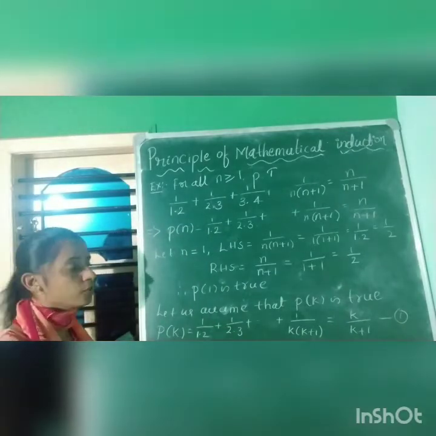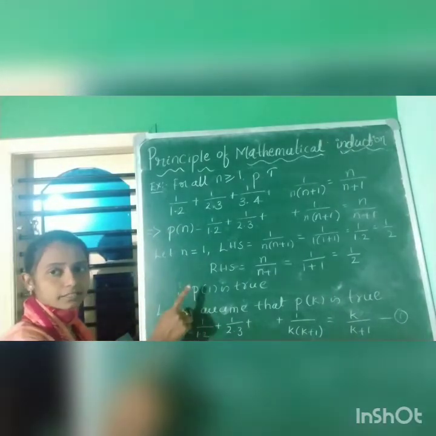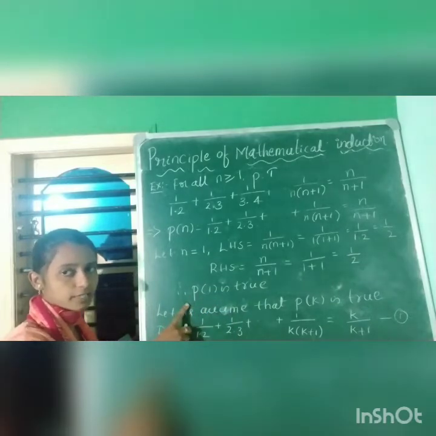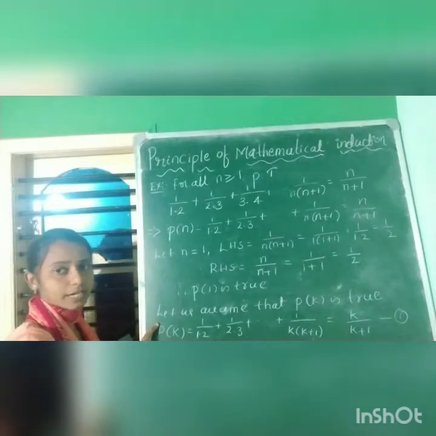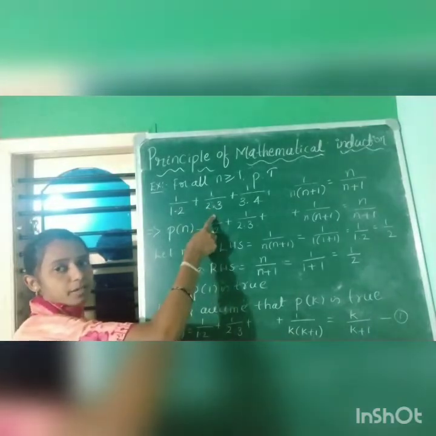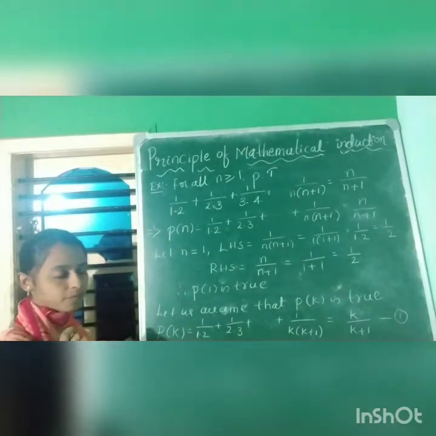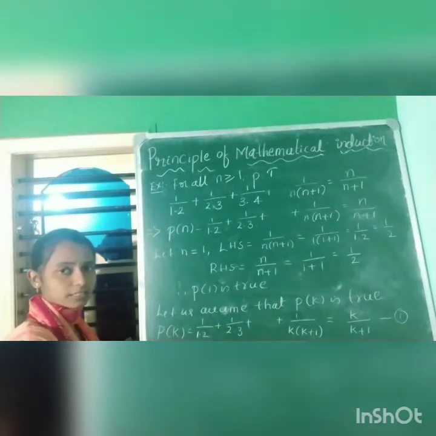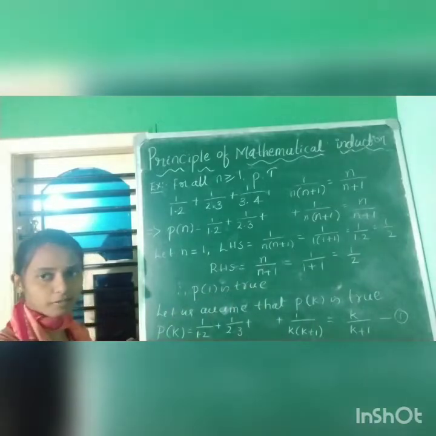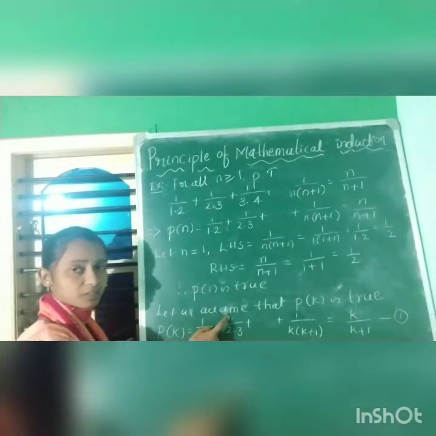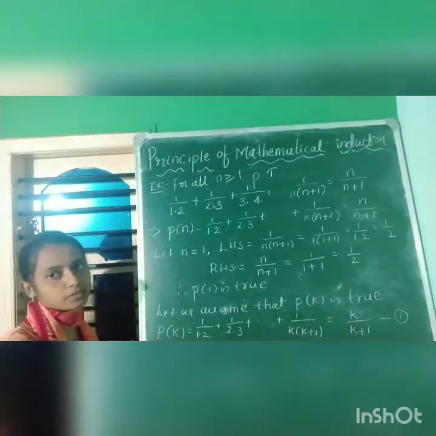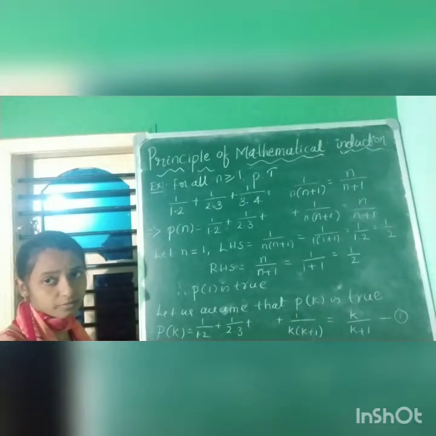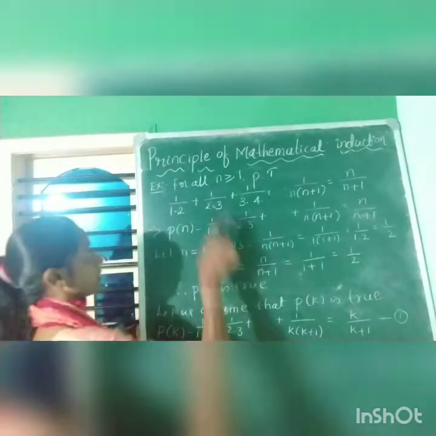Okay, once LHS and RHS are equal, you will conclude that P of 1 is true. Then you need to assume that P of k is true, which is nothing but, in the given statement, replace n by k. That is, P of k is this. You just call it equation 1. Once you assume that P of k is true, you need to prove that P of k plus 1 is true. Is it clear? By the definition.